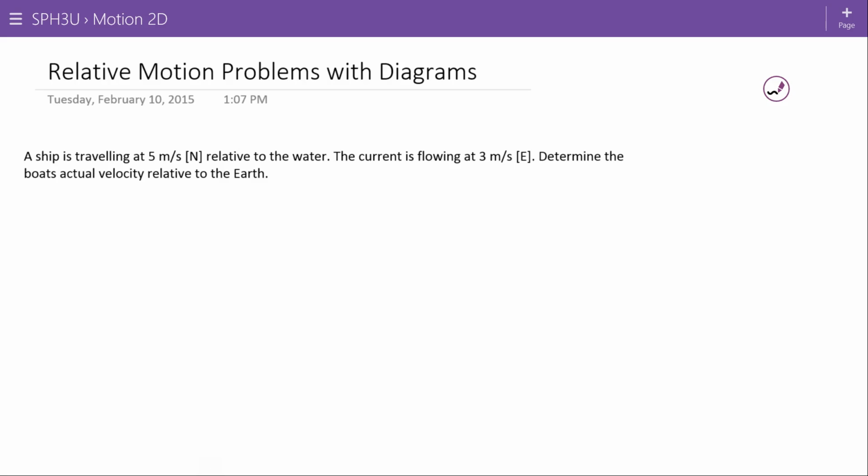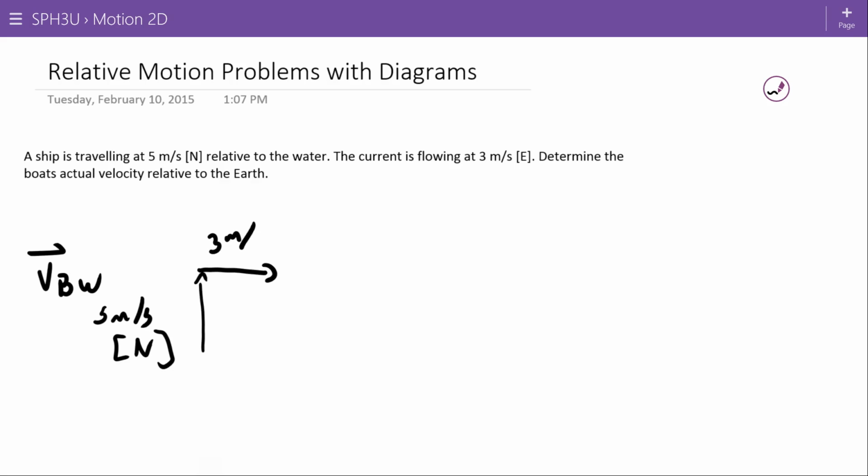So the ship is moving at 5 meters per second north, and the water is flowing at 3 meters per second east. So the ship tries to go up like this relative to the water. That's the velocity of the boat relative to the water. And then the current is going to push it a little bit east of where it thought it was going to go. 3 meters per second east.